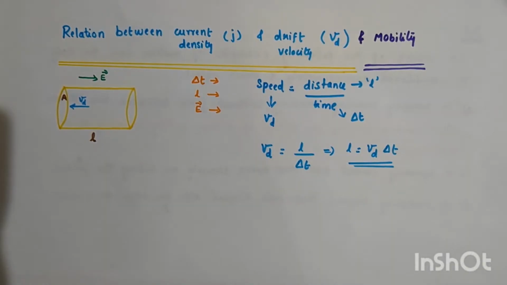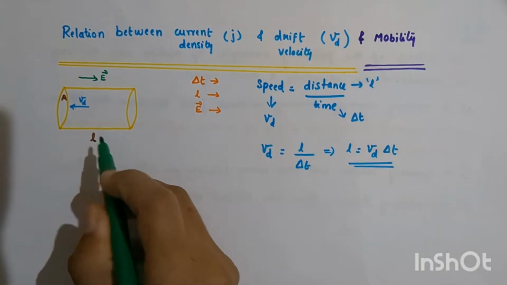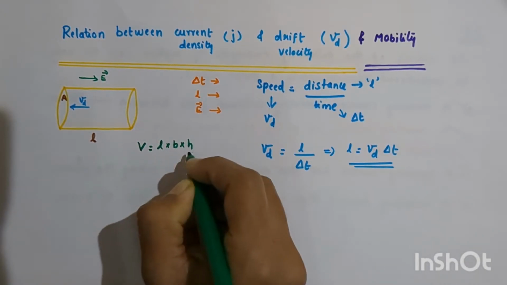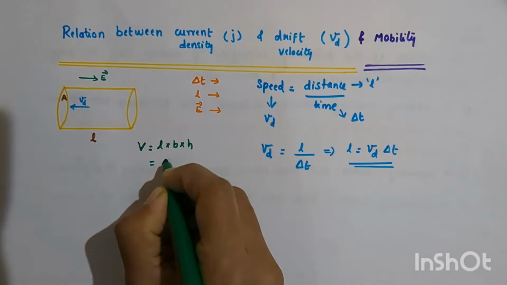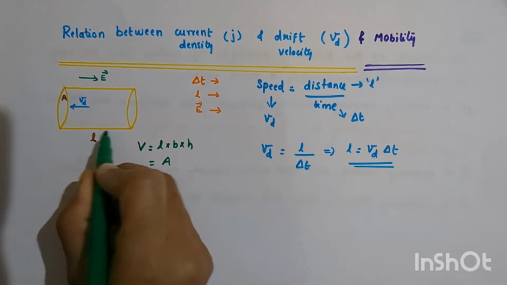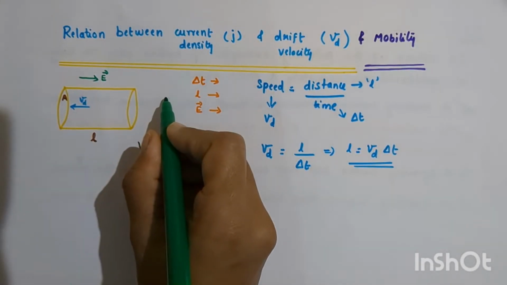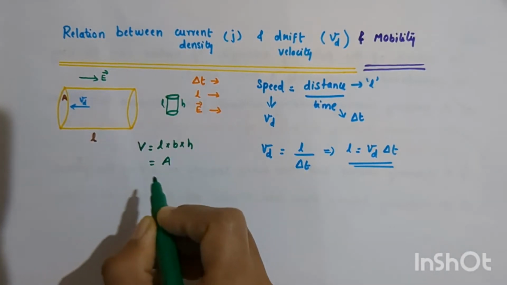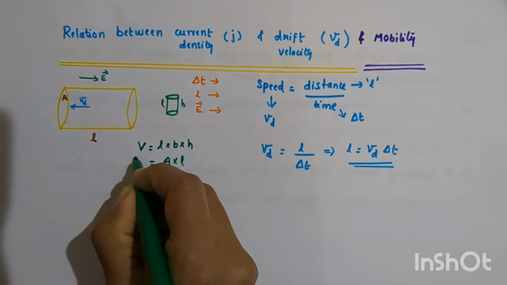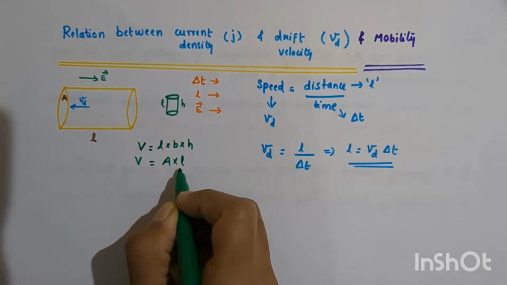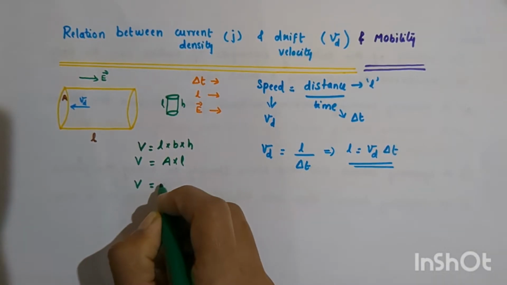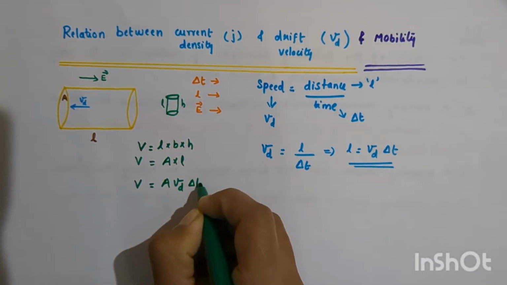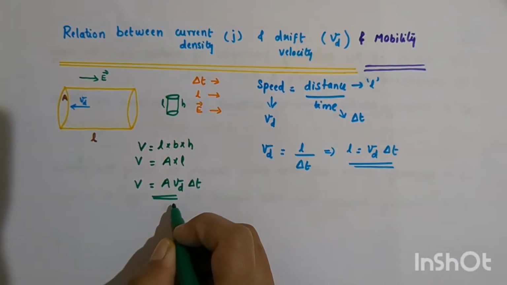Now you see, the volume of this conductor V can be written as what? Length into breadth into height. Length into breadth gives you the area. Height is actually the length of this conductor, when you keep this conductor vertically like this. So, area into length. Volume can be written as A into L. That is, volume V equals A into L, which is A into Vd into delta t. So, this is the volume of the conductor.